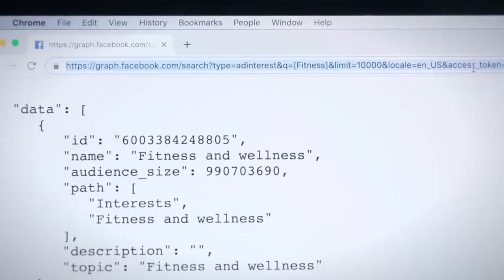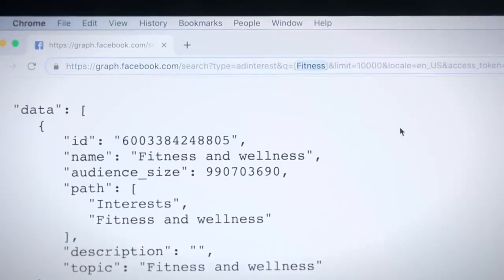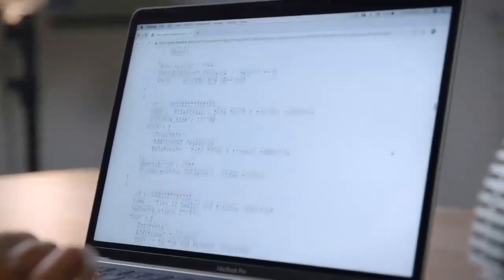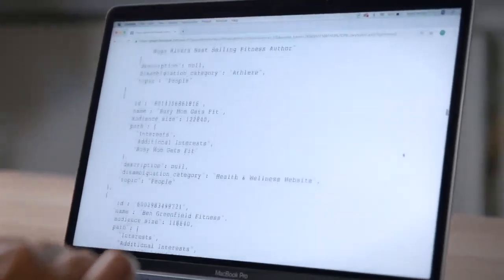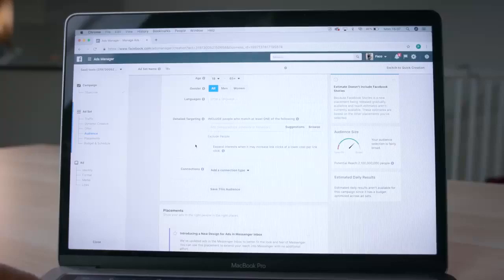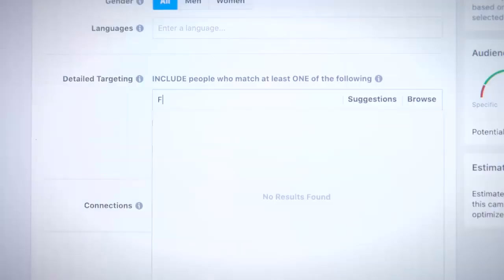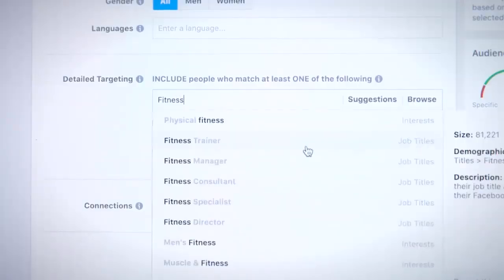I just pasted this URL in my browser, including the keyword fitness, for example. Then I hit enter, and Facebook returns hundreds of targetable interests related to that topic. But when I go into Facebook Ads Manager and I type in the exact same keyword, I just get a tiny list of suggestions. These are all super broad interests, and to make it even worse, Facebook shows the same suggestion to over 6 million advertisers on the platform.